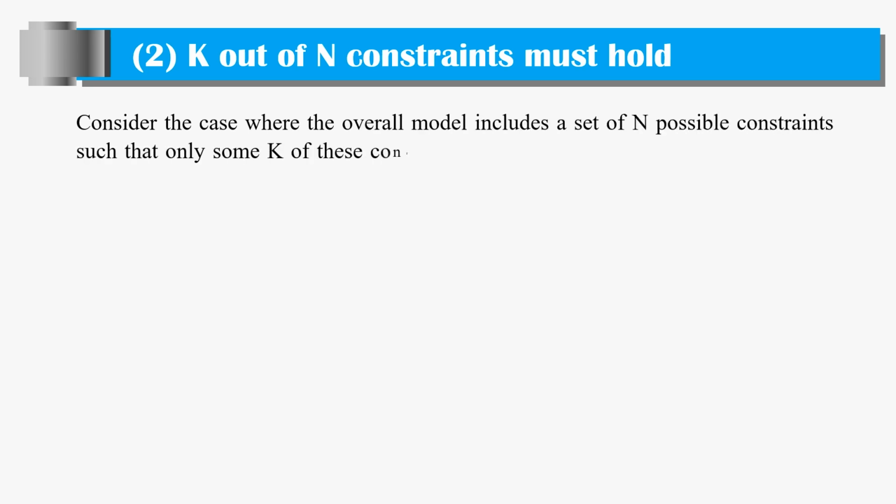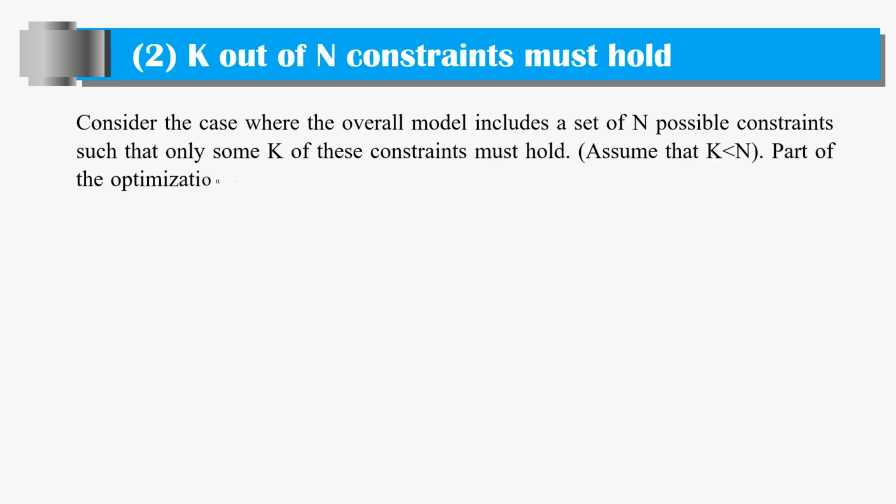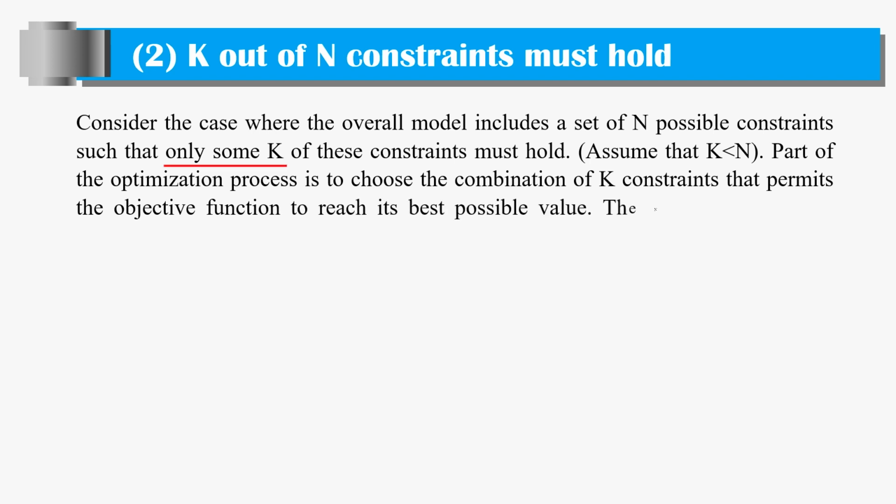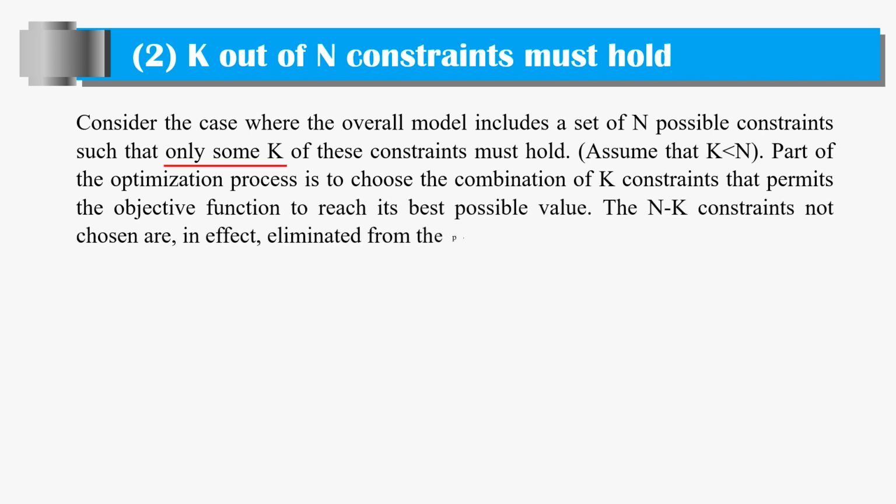Case 2: k out of n constraints must hold. Consider the case where the model includes a set of n possible constraints such that only some k of these constraints must hold. Only k hold and the others do not. Part of the optimization process is to choose the combination of k constraints that permits the objective to reach its best possible value. The n minus k constraints not chosen are, in effect, eliminated from the problem.